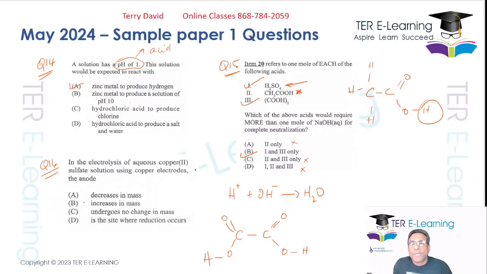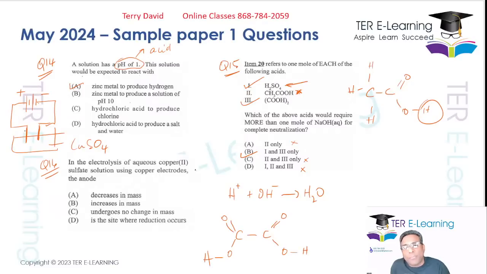Let's check that. So when it comes to electrolysis, what I normally do when I'm analyzing a question like this is draw it, to see what's happening here. So basically we have our electrolytic cell. This is our anode here, and they told us in the question that the electrodes are copper. So we have our electrolyte here, which is copper(II) sulfate, and we have copper electrodes.